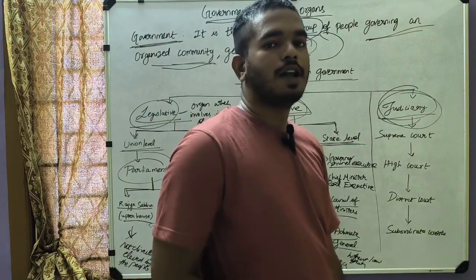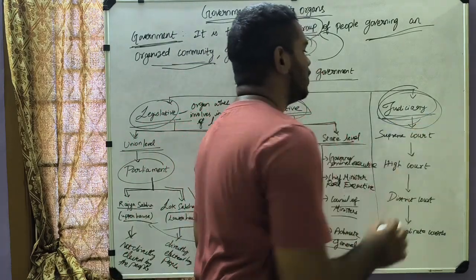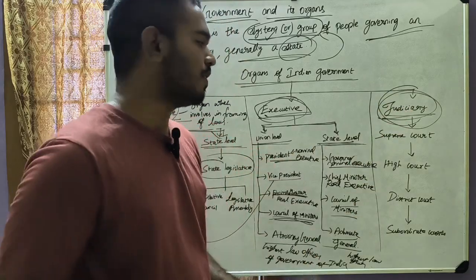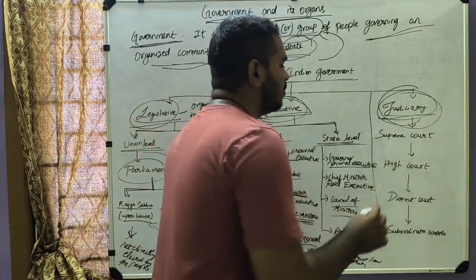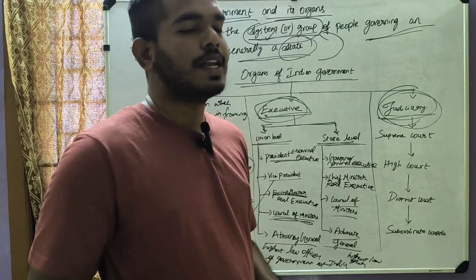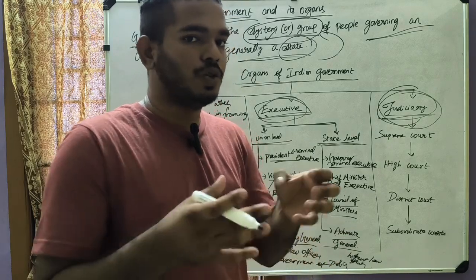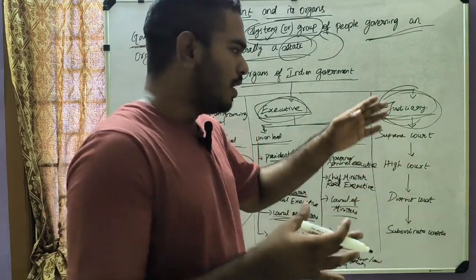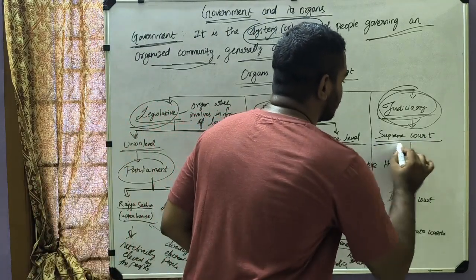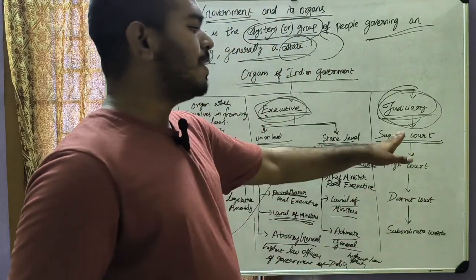Next, what we are going to see is the judiciary of the Indian government, the judiciary organ of a government. If you take the Indian judiciary, it is an integrated one. There is no separate judiciary. It is an integrated one, which is headed by the Supreme Court.